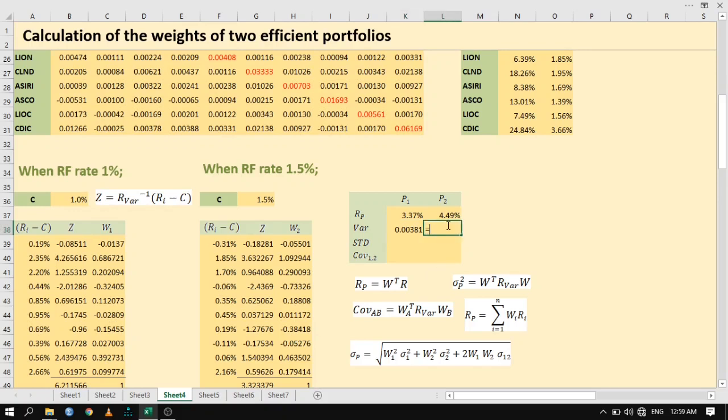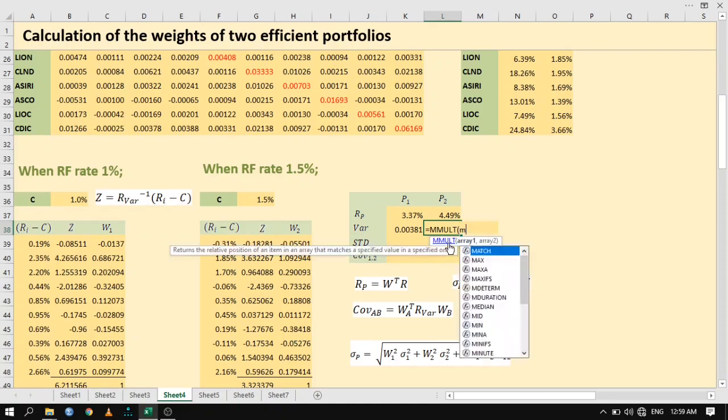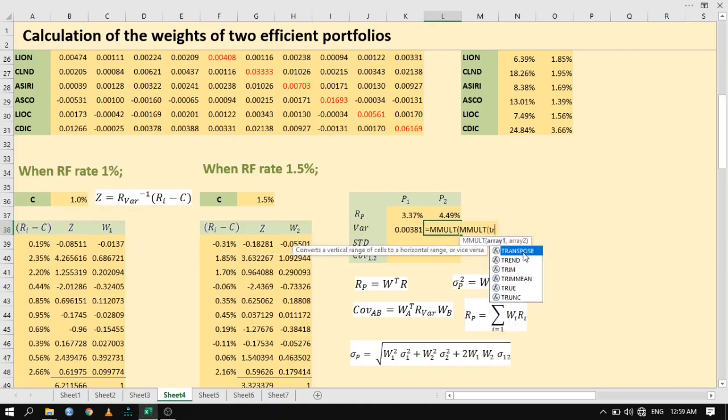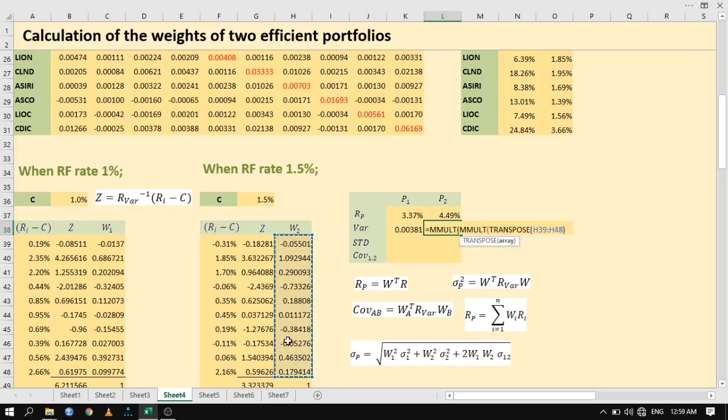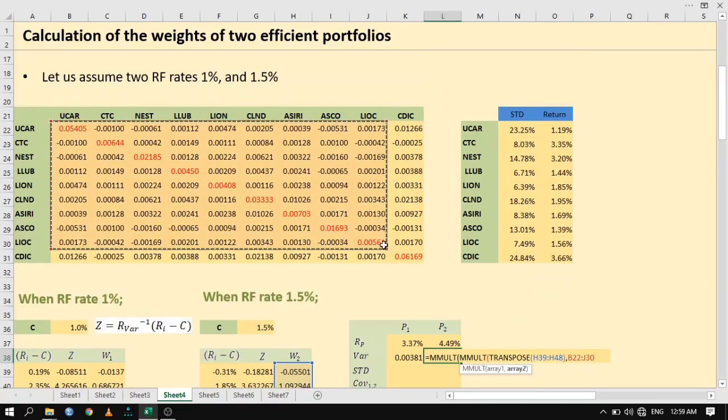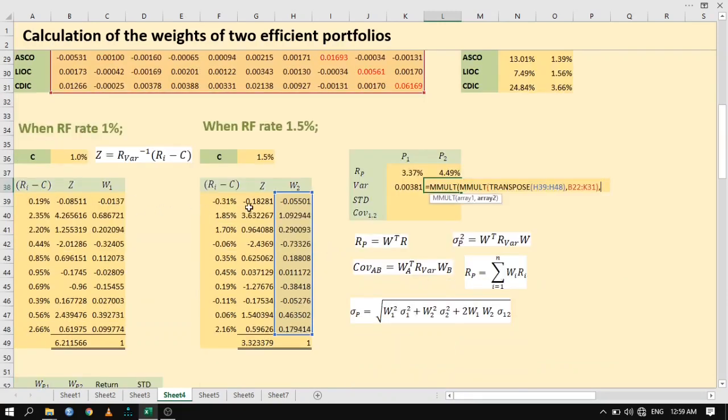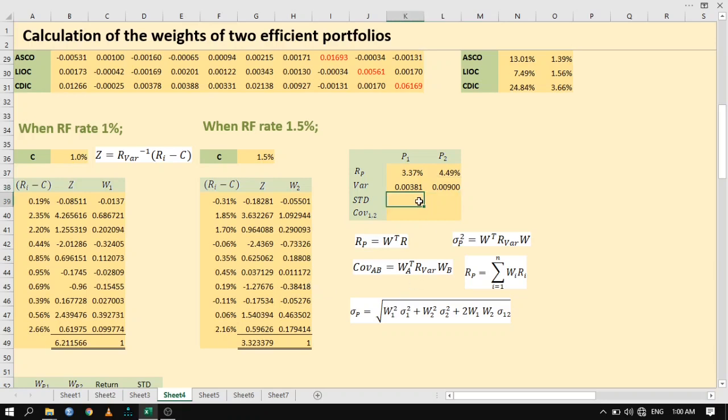Again, the same formula is applied here, mmult transpose weight 2, variance covariance matrix, weight 2 again. Control Shift Enter. Right. Then to calculate standard deviation, I am going to easily apply square root, whole formula, enter, and drag it here. So you get the standard deviation values.